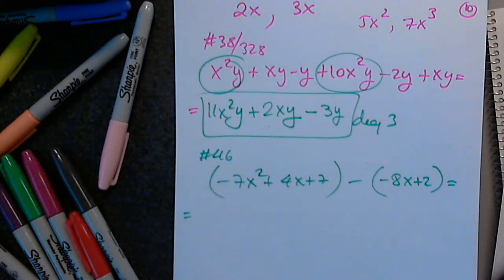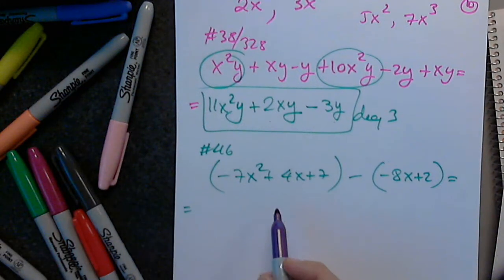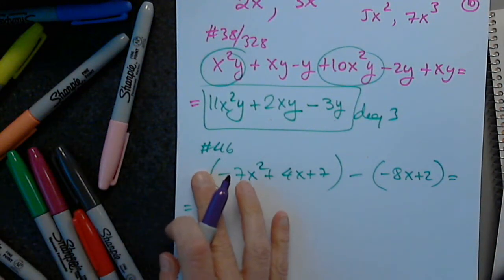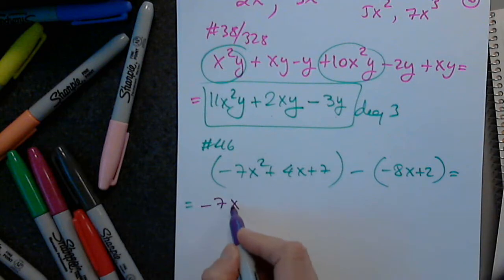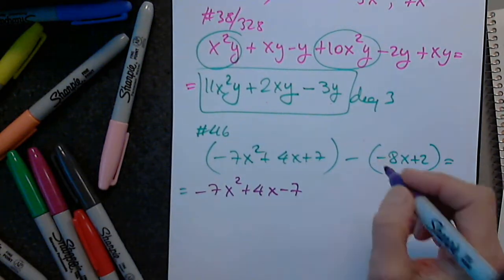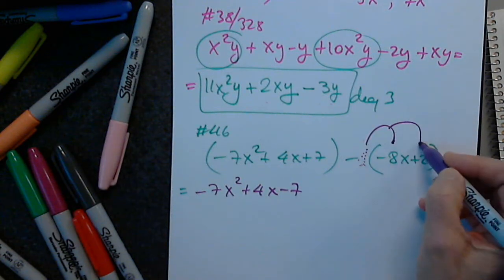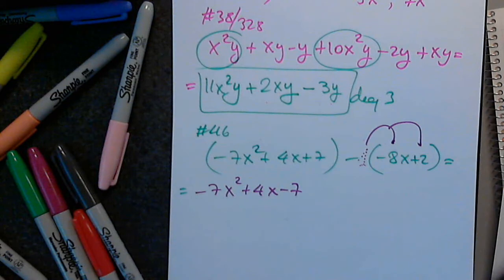Okay. It's doing its thing now. Good. So I copied the first one. There is positive 1 here. I don't need parentheses. Negative 7x squared plus 4x minus 7. And now, indeed, there is a negative 1 here that needs to be distributed to both terms in parentheses.